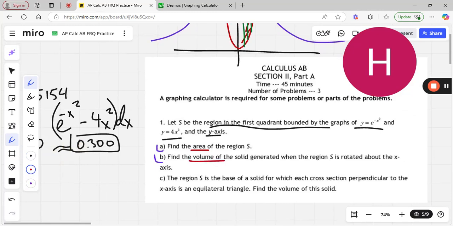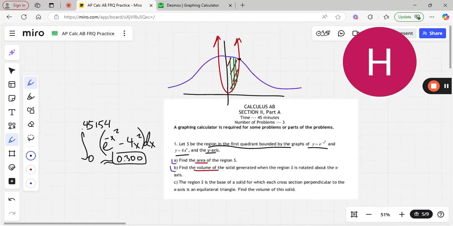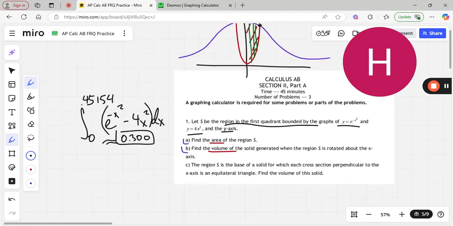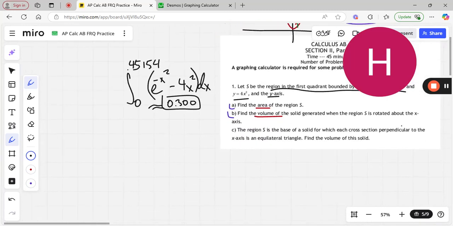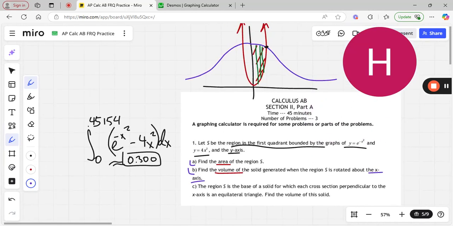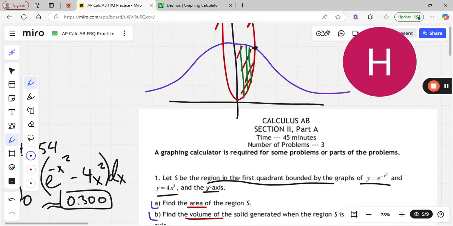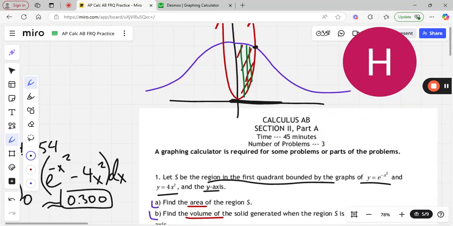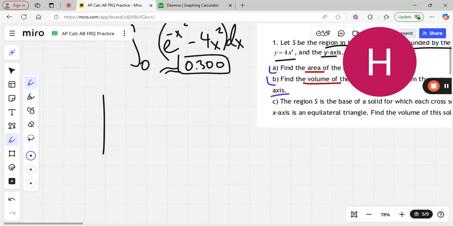Find the volume of the solid generated when S is rotated about the x-axis. Okay, so I'm going to redraw this region, actually. I'm going to sketch it because we're going around the x-axis, which is going to incur the washer method. Why is it going to be a washer? Well, the x-axis is not one of the boundaries of the region. So our rotations are going to look something like this.